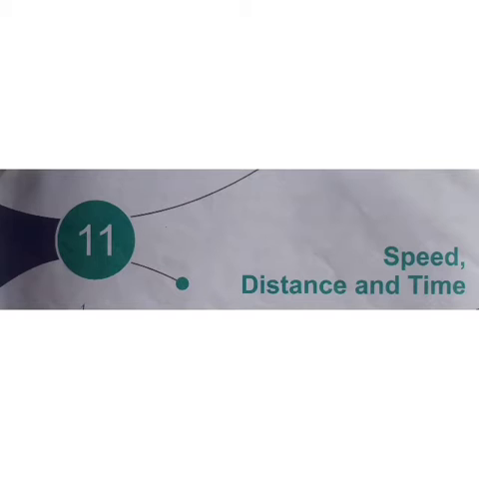Children, today we are going to start with chapter 11, speed, distance and time. You are very familiar with the words speed and distance, isn't it? Whenever you are moving from one place to another, you will see many vehicles going by you, and you may say some vehicles are moving faster or slower. So this means that the vehicle is moving fast at a certain speed.